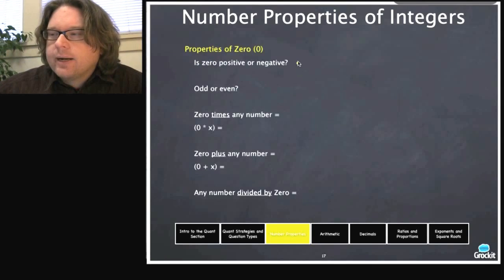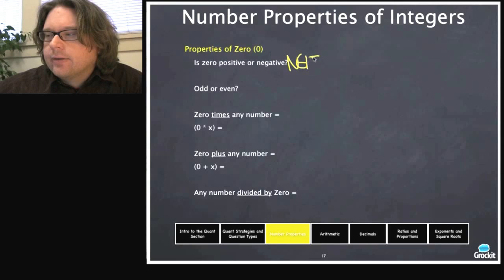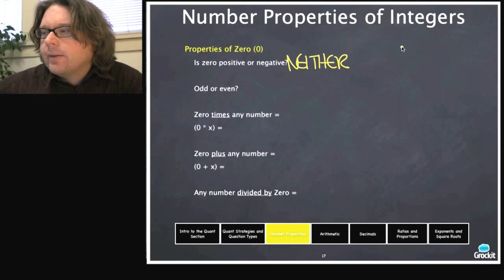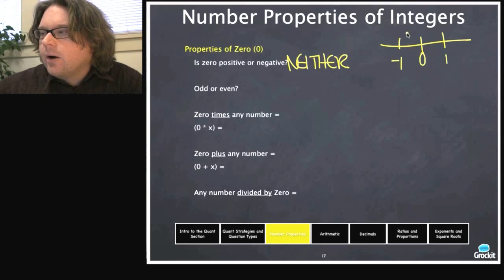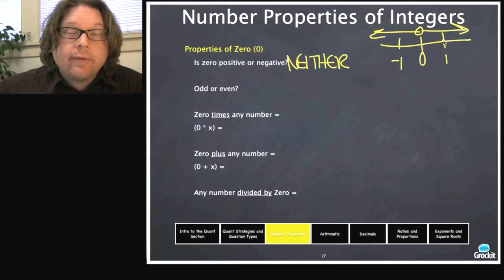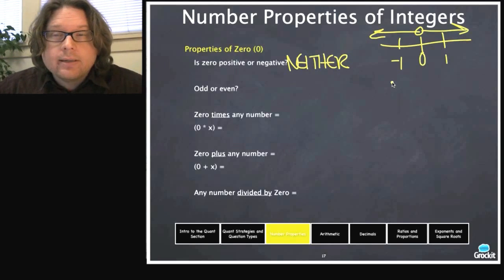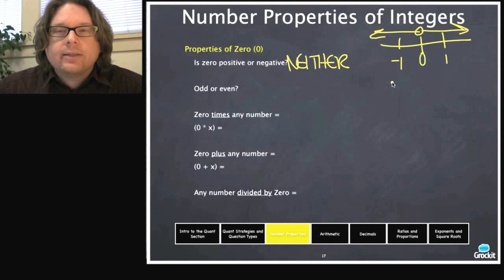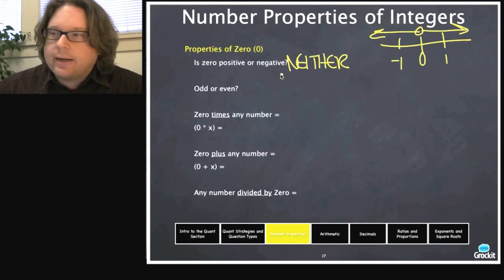Properties of 0. Is 0 positive or negative? Neither. If you look at a number line, pretend that's a line, 1's here, negative 1's here. All the negative numbers start at 0 and move that way. All the positive numbers start at 0 and go that way, but neither of those includes 0. 0 is neither positive nor negative. It is neutral in all disputes of the cosmic struggle between positivity and negativity.